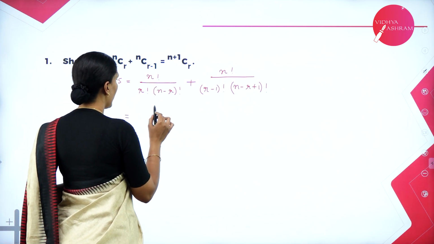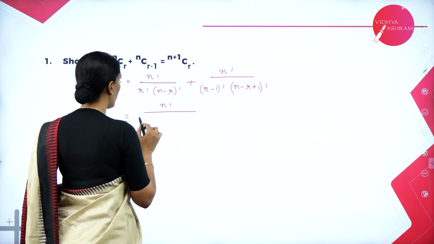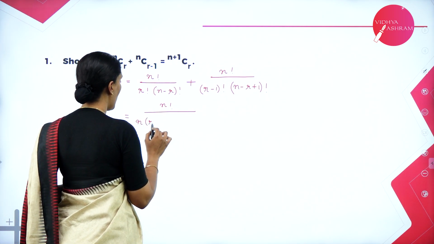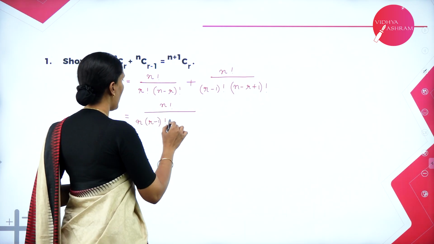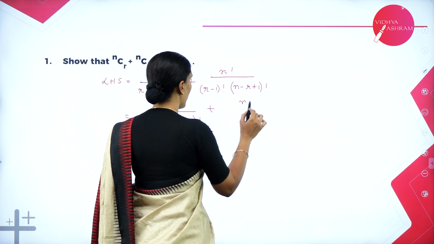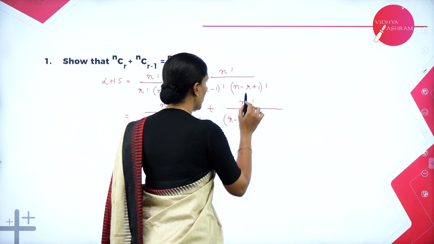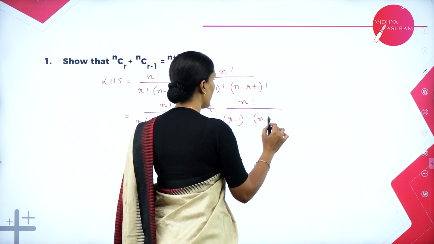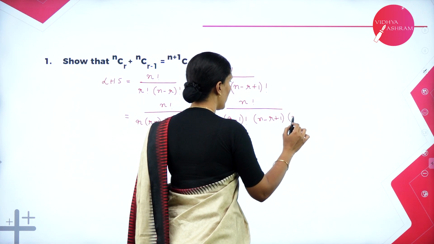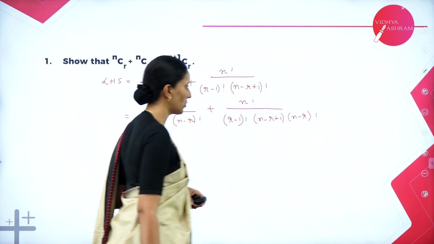Again here we can take N factorial. Here R factorial can be written as R into R minus 1 factorial, and we will keep N minus R factorial as it is. Here N factorial divided by R minus 1 factorial. So N minus R plus 1 factorial can be written as N minus R plus 1 into N minus R plus 1 minus 1, which means N minus R factorial itself.